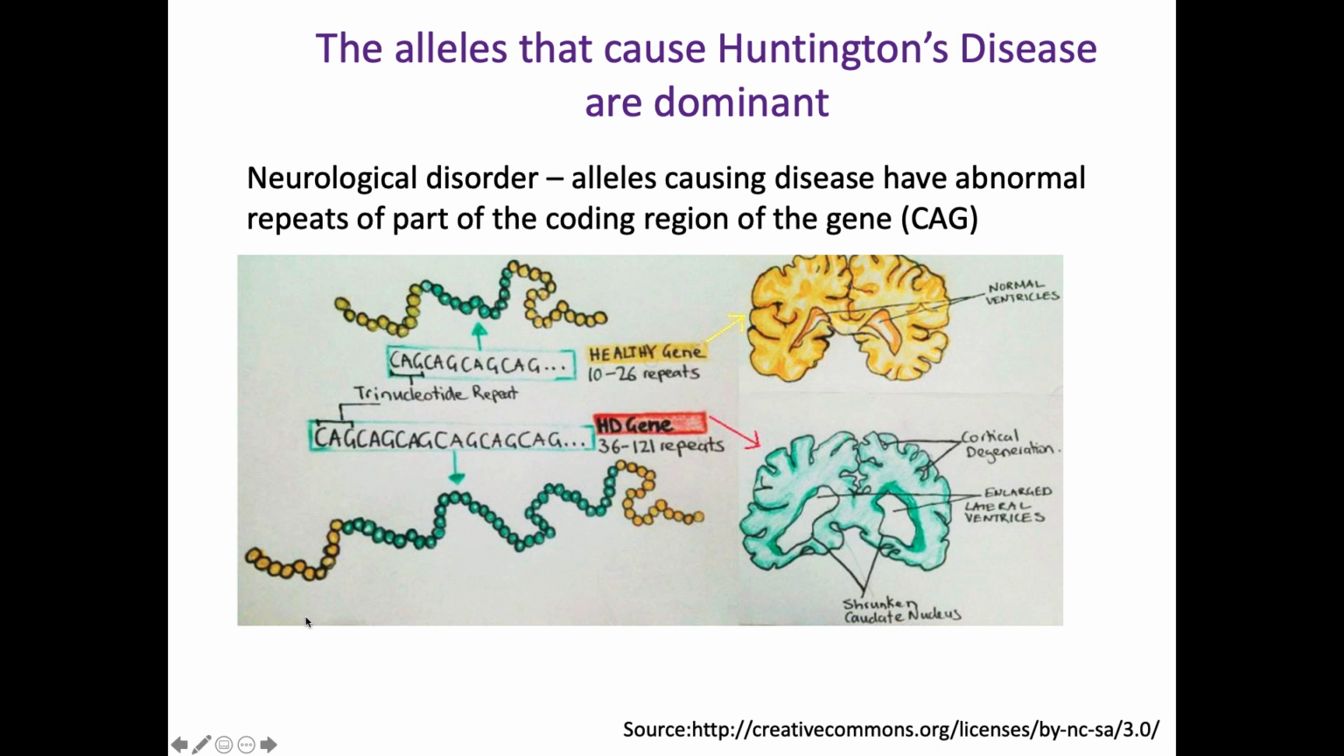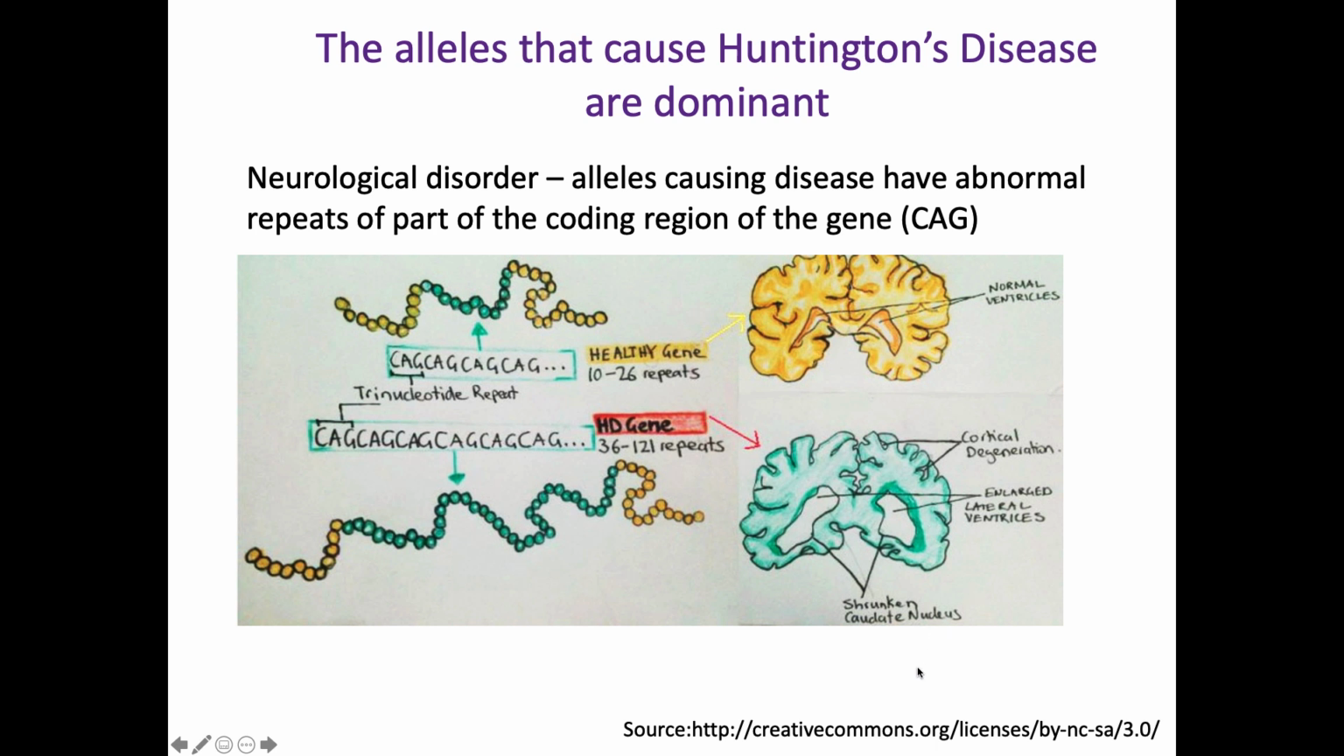The presence of these extra glutamines seems to affect the ability of the protein to fold properly, and as a result, they have a shape which causes them to aggregate together. So the proteins all stick together. This disrupts the functioning of the cells, and this leads to the misfunctioning of the cells and the neurological disorder. The disease alleles are dominant alleles. So that means that even in heterozygotes, in the presence of a normal version of the gene or a normal allele, the presence of the abnormal allele is sufficient to generate the neurological disorder.